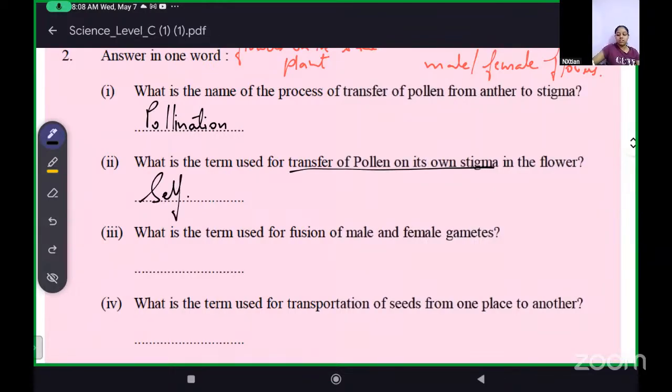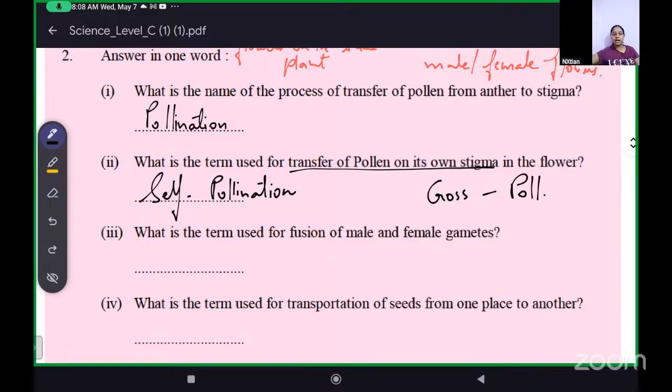Ma'am, I got the answer. Yes, Emma. Ma'am, interpollination would have also worked. Okay, but we don't use the term inter, Abraham. We use either self-pollination or cross-pollination. The other one is from the anther of one flower to the stigma of another flower. That is known as cross-pollination.